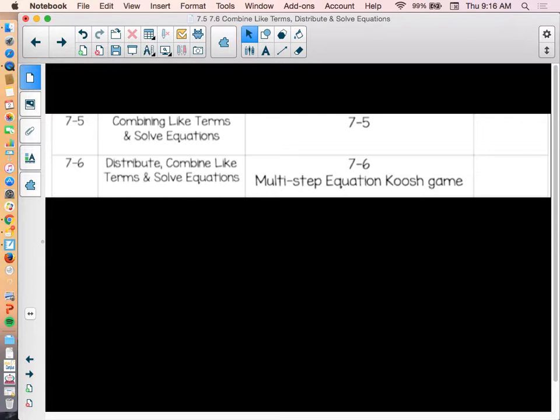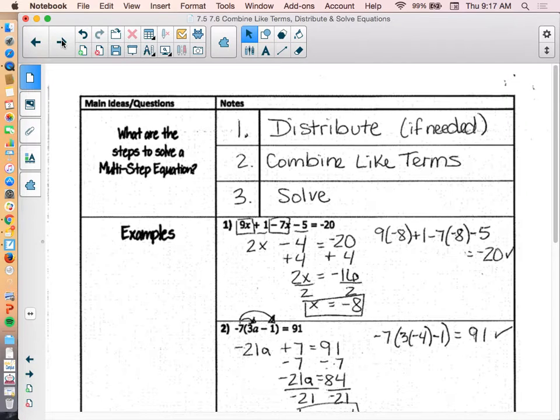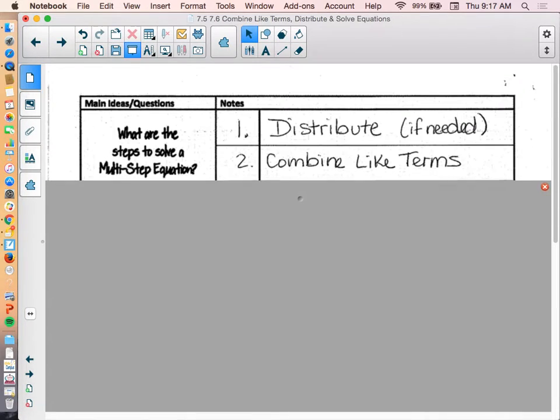Combining like terms is something we learned in Unit 5, but now we're making it into an equation that we have to solve. And distributing is one more step on top of that. So notice we do get to play a game coming up. The more you work on your homework, the easier that game will be.